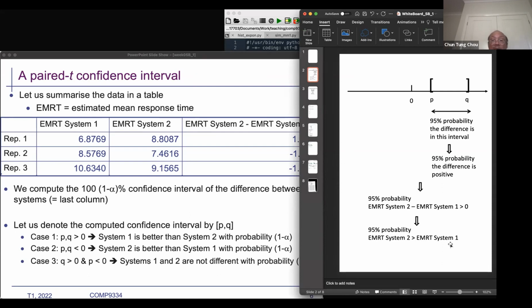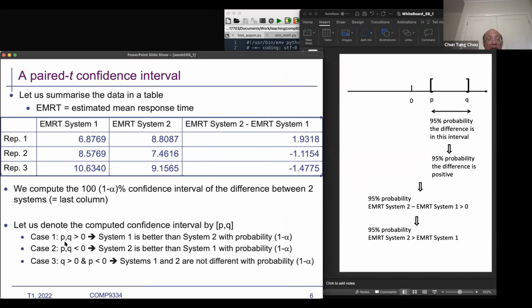So you would expect system 1 to be better because system 1 has a lower mean response time. This is how we draw the conclusion that's written in the slides here. If both of the limits are positive, then we say system 1 is better than system 2. But we can't say for sure, only with a probability of 1 minus alpha, so in this example 95%. You can make a similar argument to say if both P and Q are negative, then system 2 is going to be better than system 1 with a certain probability.